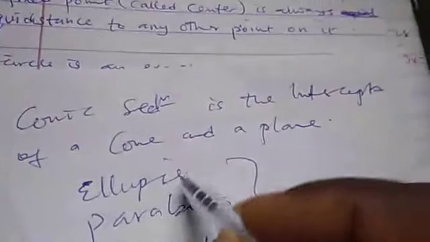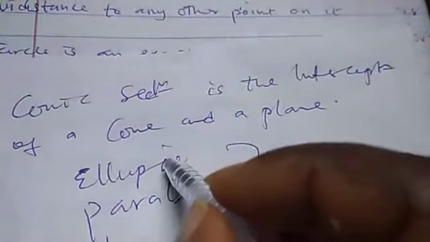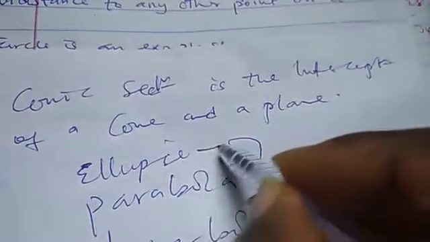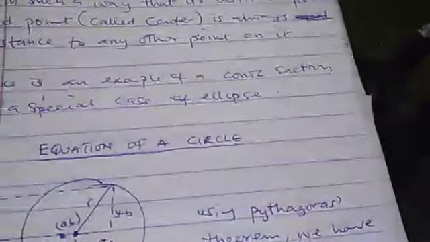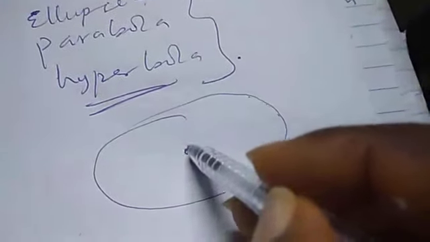This ellipse, circle is a special case of this ellipse, which looks like this. But in circle, all the sides are equal. We call this one radius, but in ellipse we don't call this thing radius, but it has like an oval shape. Now let's move to equation of a circle.